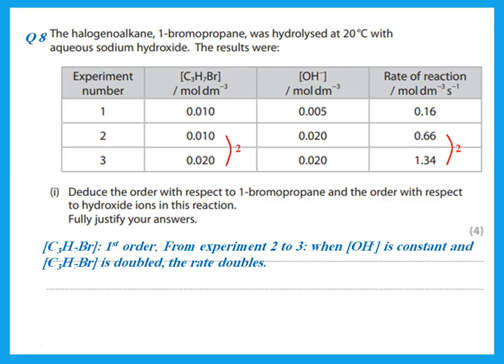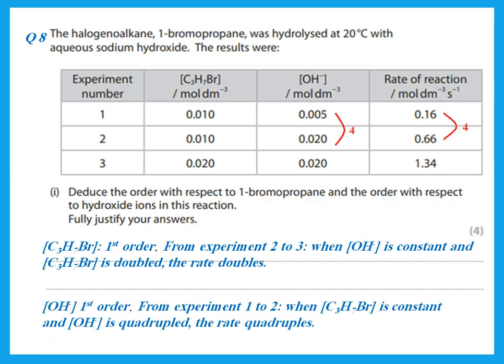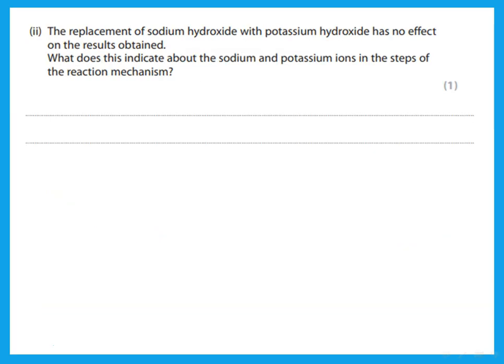Now, what about the hydroxide? We look at experiments 1 and 2. What is happening from experiment 1 to 2? The hydroxide quadruples, the rate quadruples, and the other one is constant. So hydroxide also is first order from the experiments 1 to 2. The bromopropane is constant, hydroxide quadruples, the rate quadruples.